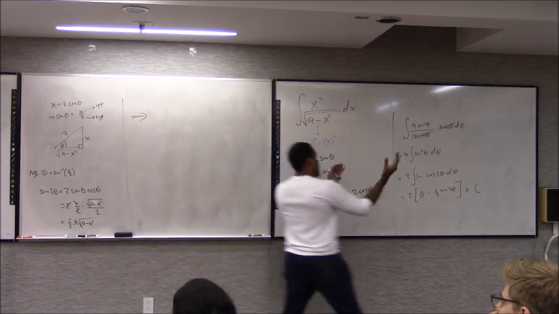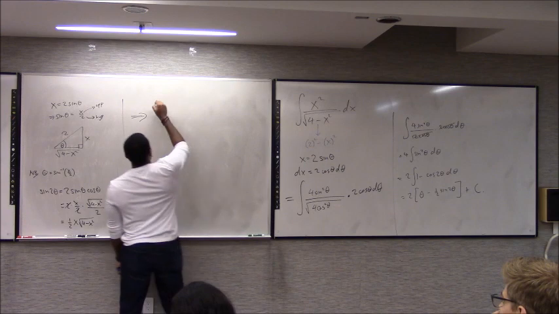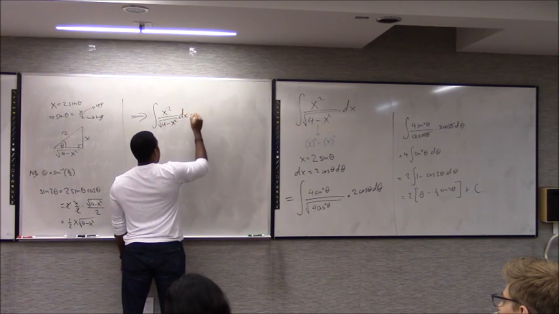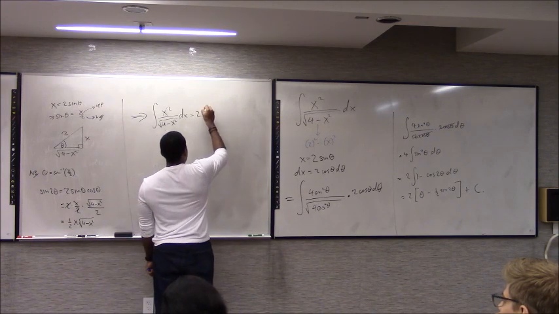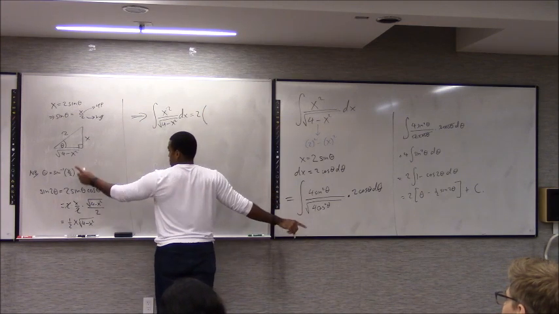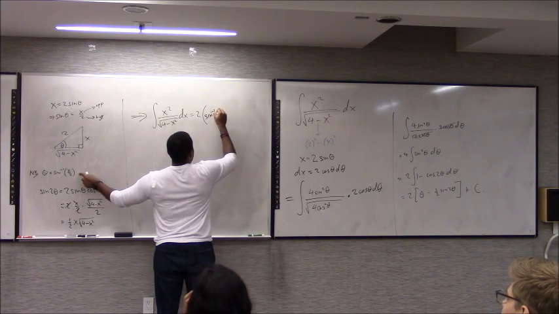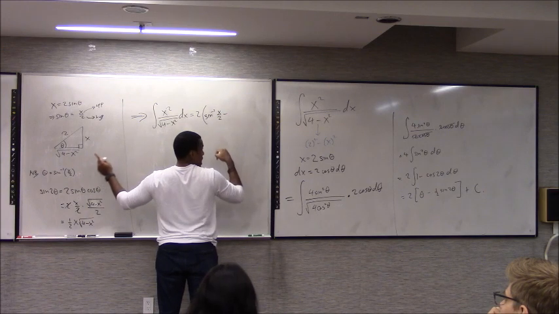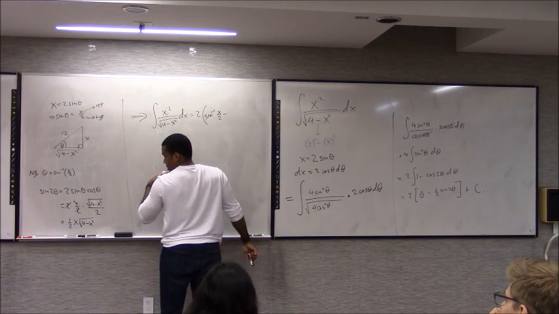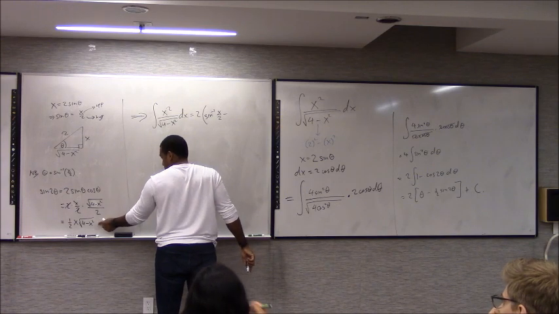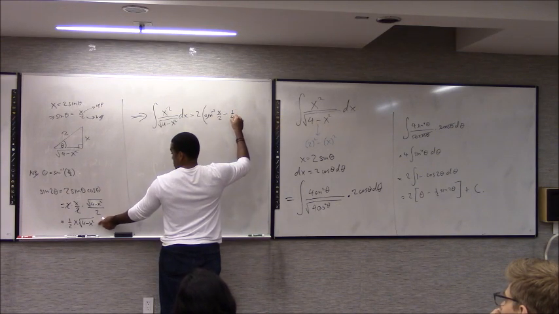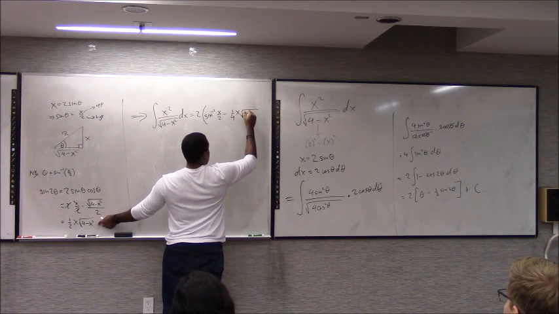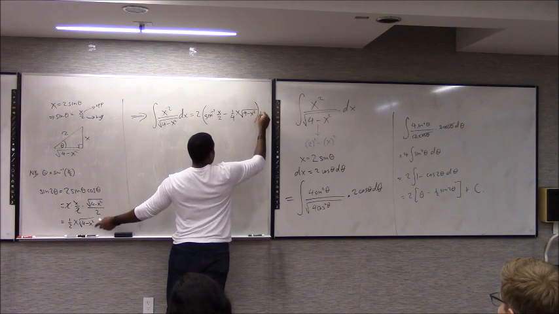Now, this implies that the actual answer for the integral is going to be 2 times theta, which I know is this, minus 1/2 sine 2 theta, which I know is 1/2 of this. That's the answer.